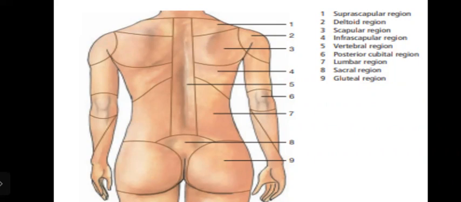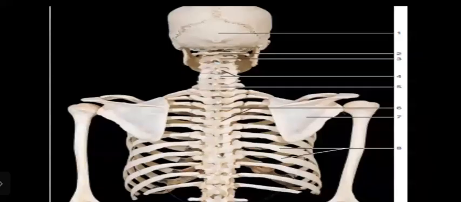Moving downwards, we have the vertebral region where we have the vertebral column. Then we have the lumbar region, sacral region, and gluteal region. The gluteal region is the part where we have our hip bone located. So moving forward, after understanding this entire concept of the surface, or we say the regions, now we move forward to this. To solve this slide, we need to understand the bones first, then we'll move back to this slide.